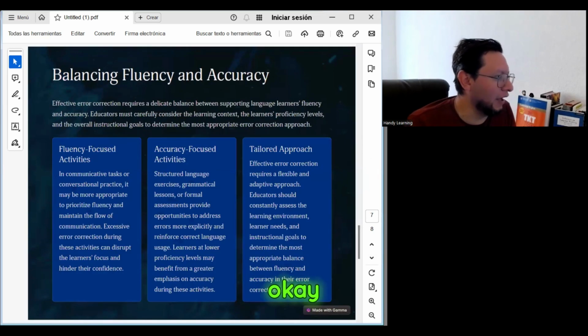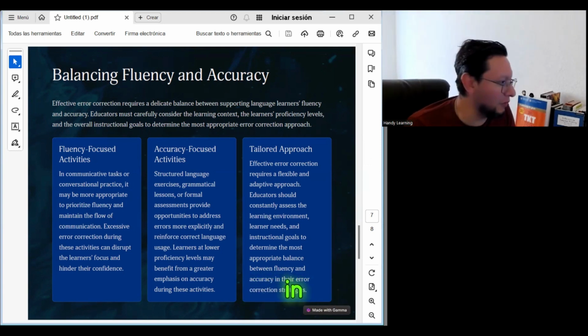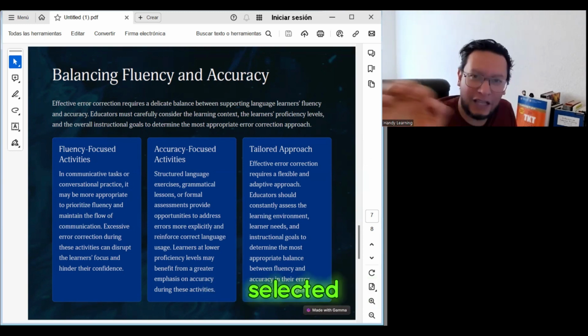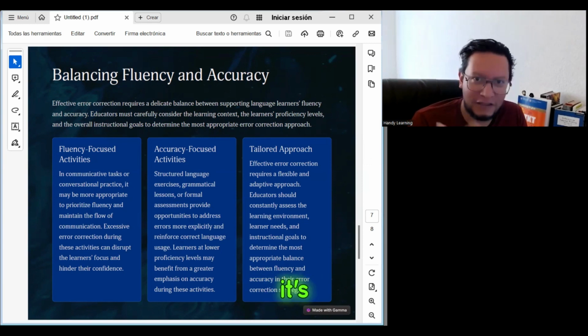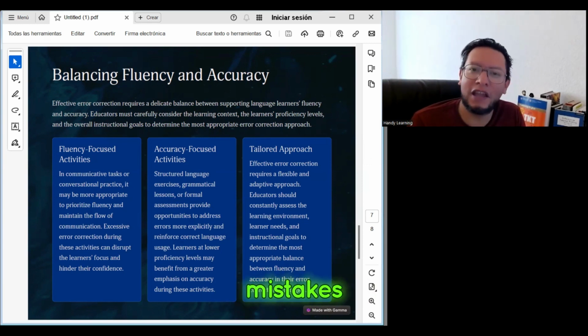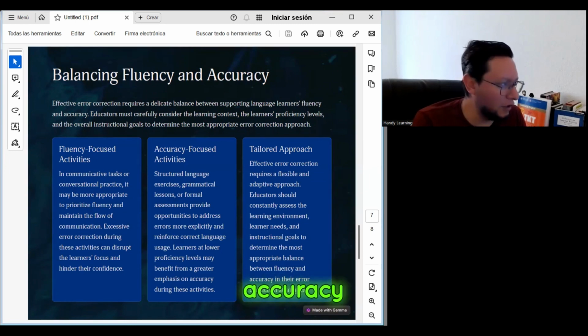Okay, now it says balancing fluency and accuracy. Fluency-focused activities, accuracy-focused activities. What's the difference? And tailored approach. Fluency-focused activities, it says, in communicative tasks or conversational practice, it may be more appropriate to prioritize fluency and maintain the flow of communication. Selective correction, remember? If a student is practicing fluency, you select which mistakes to correct. About fluency, about pronunciation, maybe not about grammar, okay? Because you are giving emphasis to fluency. Accuracy-focused mistakes. If it's an oral exam and he's making pronunciation mistakes, you're not focusing on that. You're focused on the accuracy of the grammar he's using. And again, selective error correction. So depending on your focus, it could be accuracy or it could be fluency.